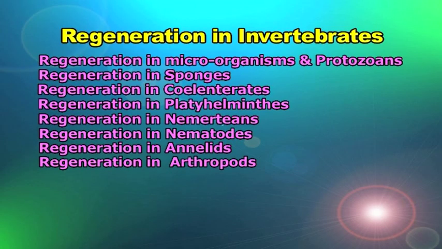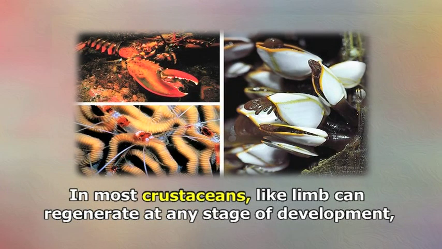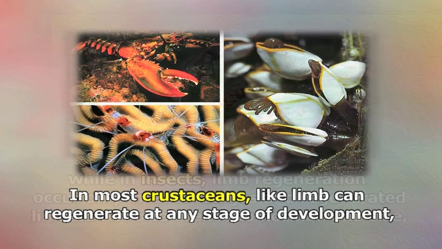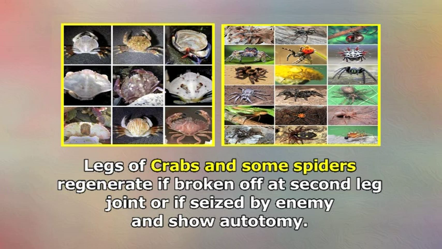Regeneration in arthropods. In Arthropoda, regeneration is limited to the renewal of the lost part. In most crustaceans, limbs can regenerate at any stage of development, while in insects, limb regeneration occurs only in larval stages, and regenerated limbs often do not reach normal limb size. Legs of crabs and some spiders regenerate if broken off at the second leg joint or if seized by an enemy, and show autotomy.